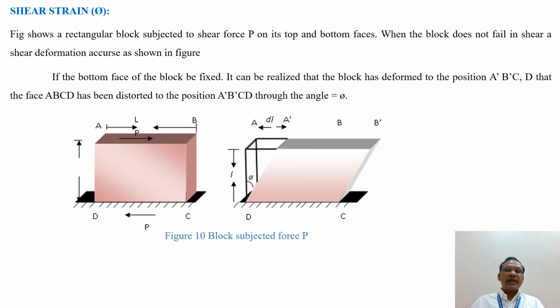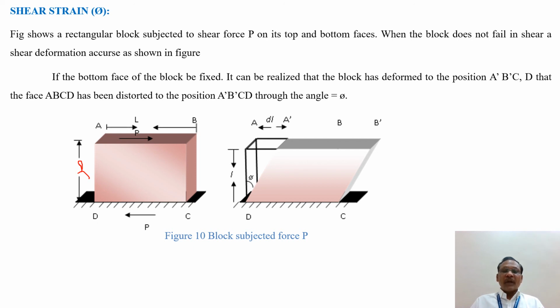Then the third type of strain is shear strain. Let us consider a block A, B, C, D whose bottom end is fixed and at the top end a P force is applied. Let us consider the top length of the member as L and the height of the member as L. Now see what happens when this P force is applied tangentially towards the right: the member will deform and take a new shape, that is A dash, B dash, C, D.